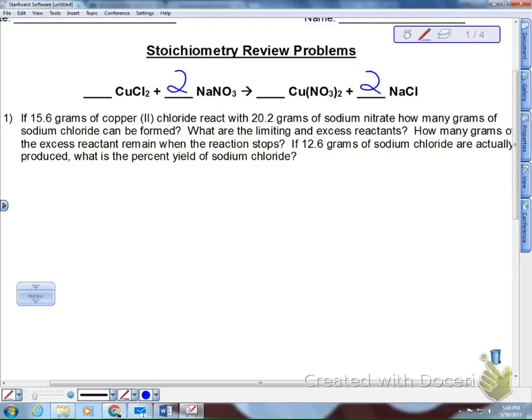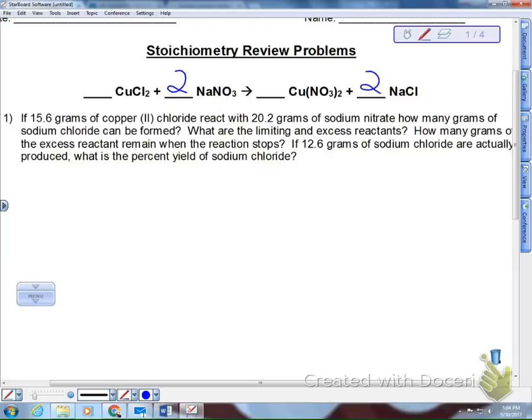All right, so in this problem, we have 15.6 grams of copper 2 chloride, 20.2 grams of sodium nitrate. Basically, we want to find everything. If you look at the bottom of the page, we want to know what the limiting reactant is, what the excess is, and how much excess reactant is left over. We want to find the theoretical yield, in this case of the sodium chloride only, and then the percent yield of the sodium chloride. So a little bit of everything.